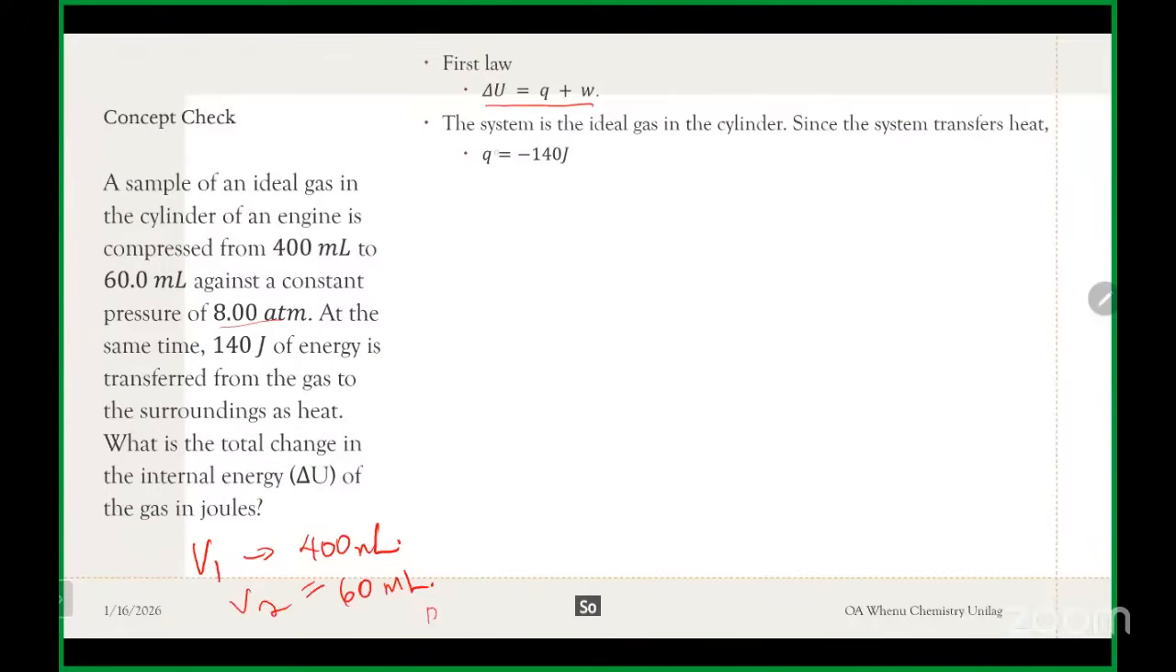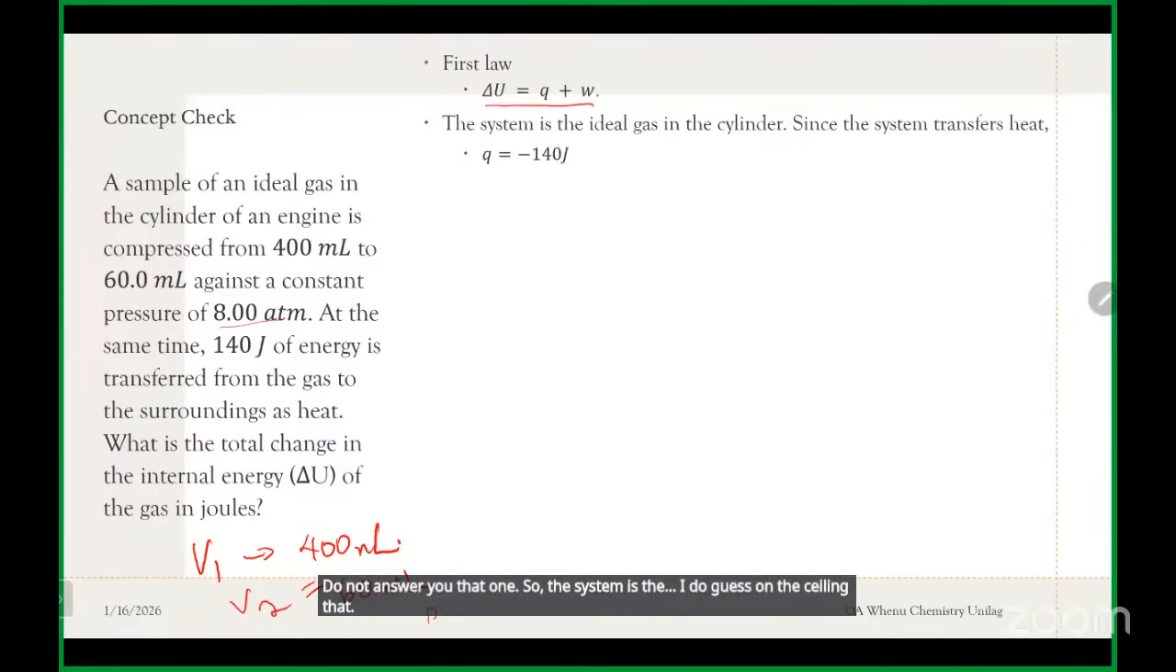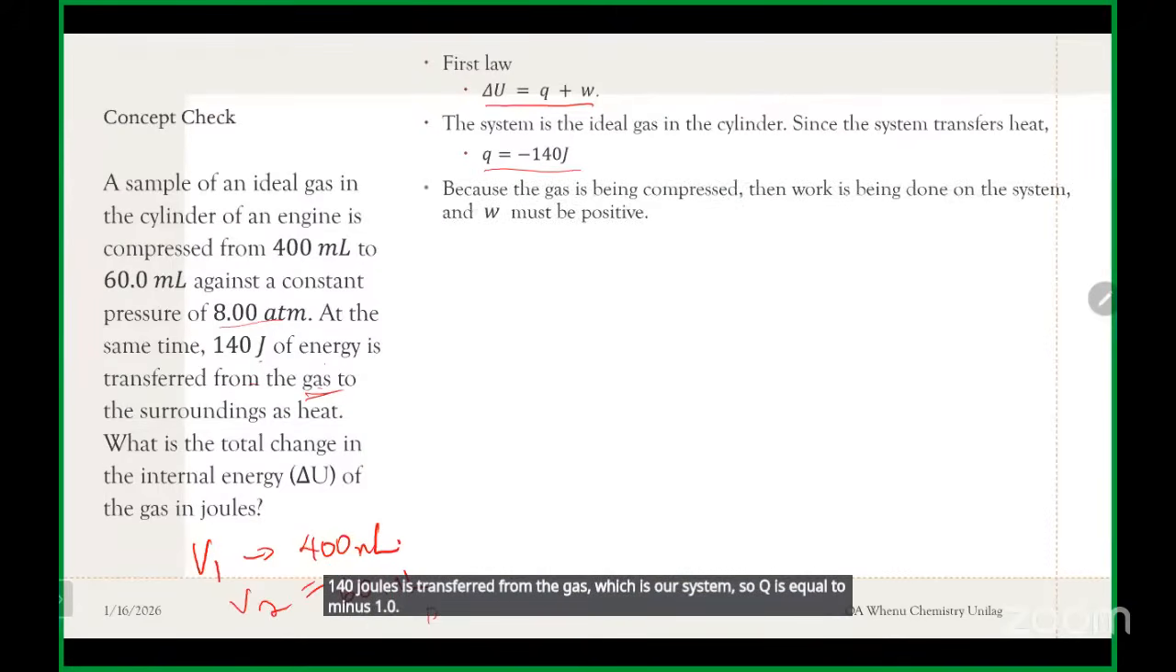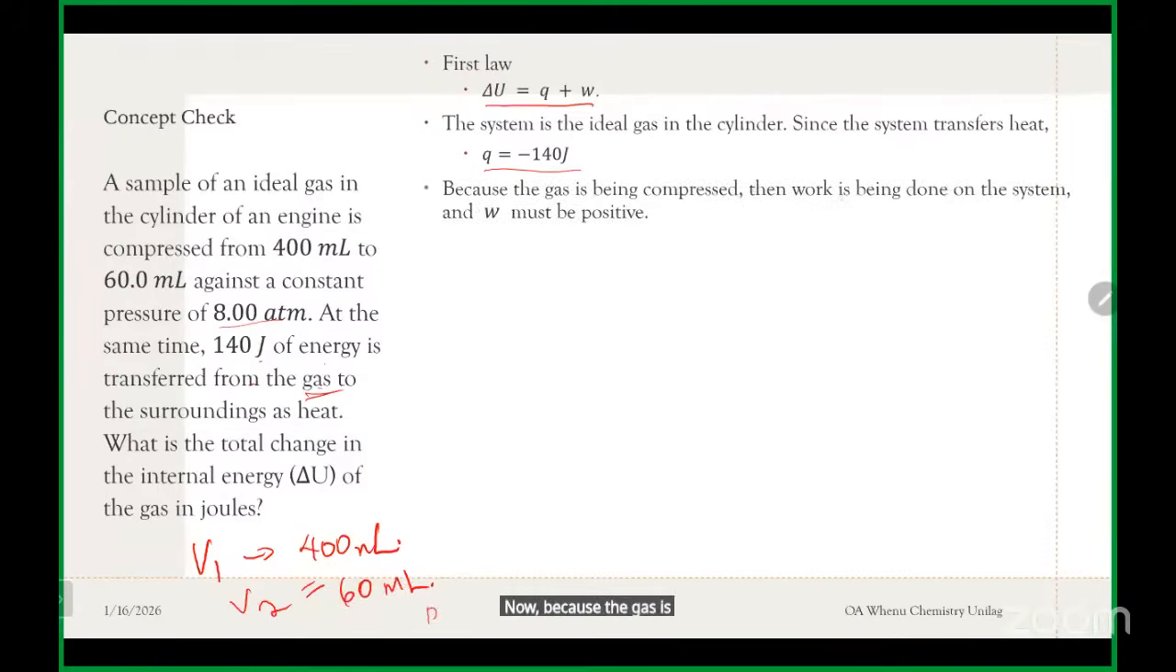So when do we now use negative value of work? I don't know how to answer you that one. So the system is the ideal gas in the cylinder. Since the system transfers heat, 140 joules is transferred from the gas, which is our system. So Q is equal to minus 140. Now, because the gas is compressed, work is done on the system, so W will be positive.